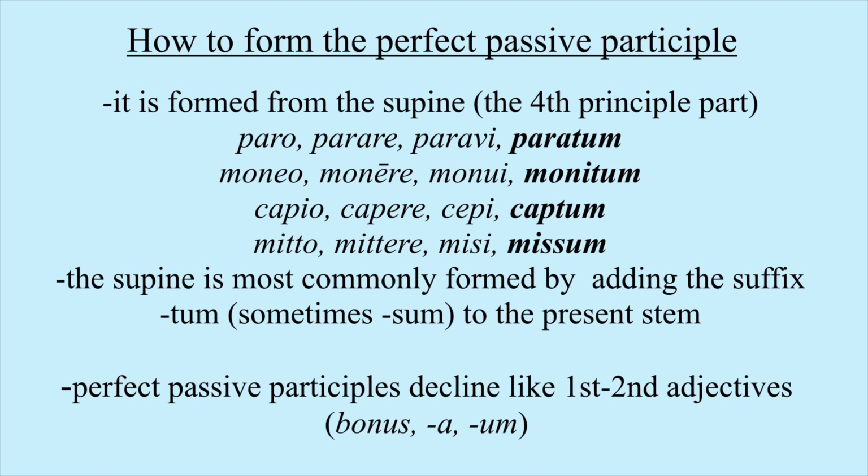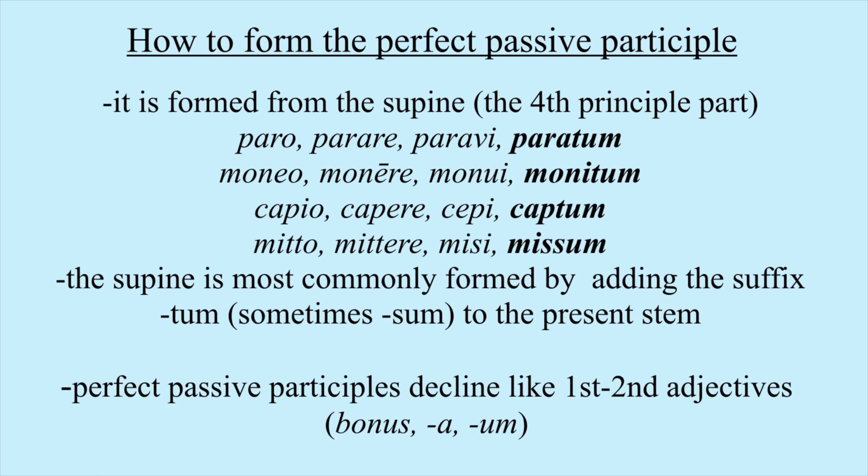And I know that so far in your book, you've only seen 3 principal parts, but from now on, you'll get 4. And when you look things up in a real Latin dictionary, you will see 4 as well. So what do we have here? Paro, parare, paravi, paratum. Paratum being our supine, or our 4th principal part. Moneo, monere, monui, monitum, right, monitum. Capio, capere, cepi, captum. So of course captum, and mitto, mittere, misi, missum. And so we're looking at missum.